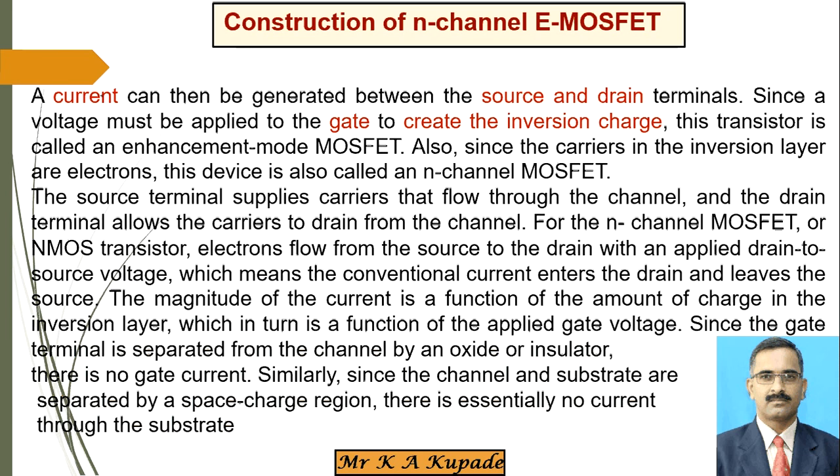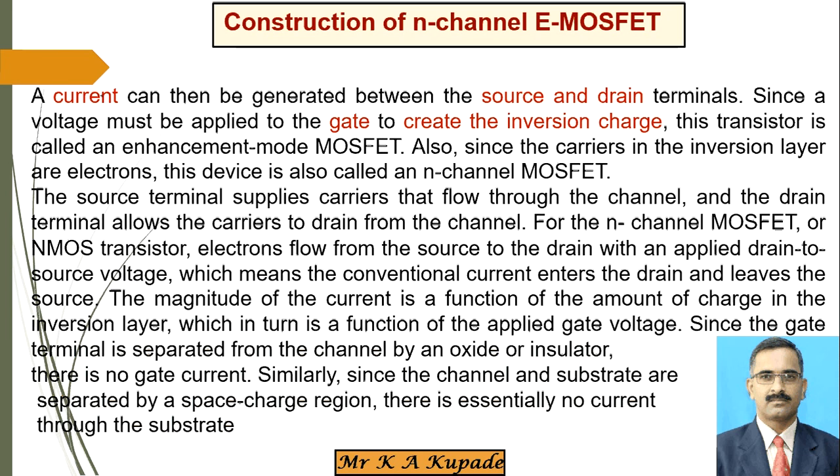Now, the source terminal supplies carriers that flow through the channel, and the drain terminal allows the carriers to drain from the channel. Already explained that. For the N channel MOSFET, or NMOS, electrons flow from the source to drain with the applied drain to source voltage, which means the conventional current enters from the drain terminal and leaves the source terminal. The magnitude of the current is a function of the amount of charge in the inversion layer, which in turn is a function of the applied gate voltage.